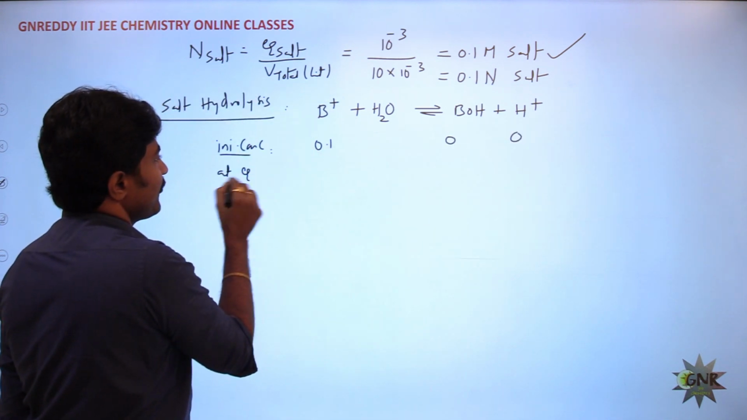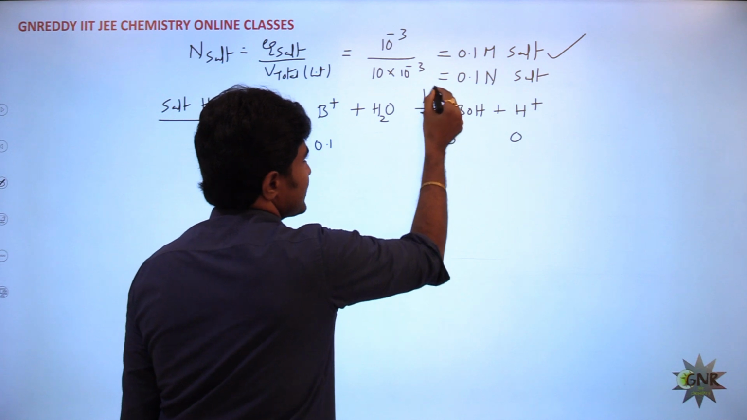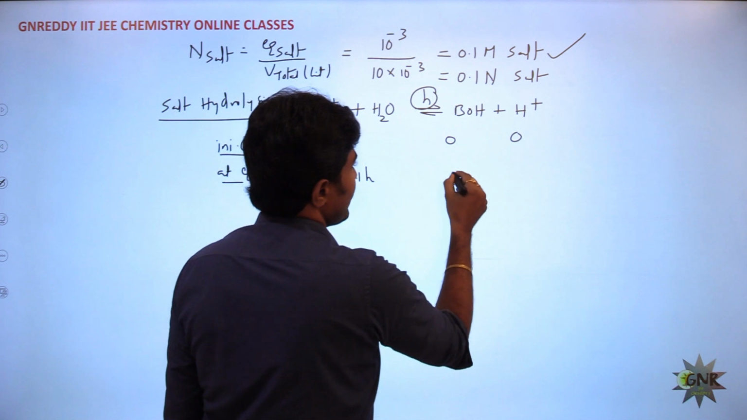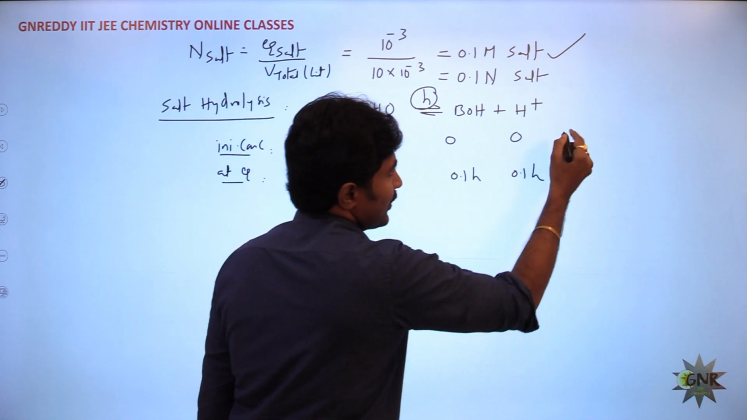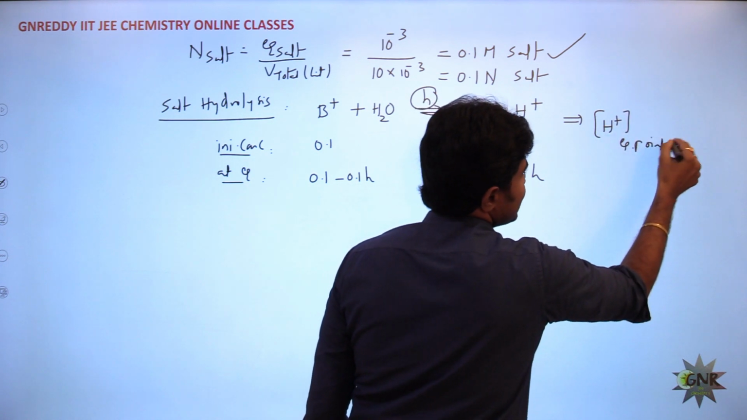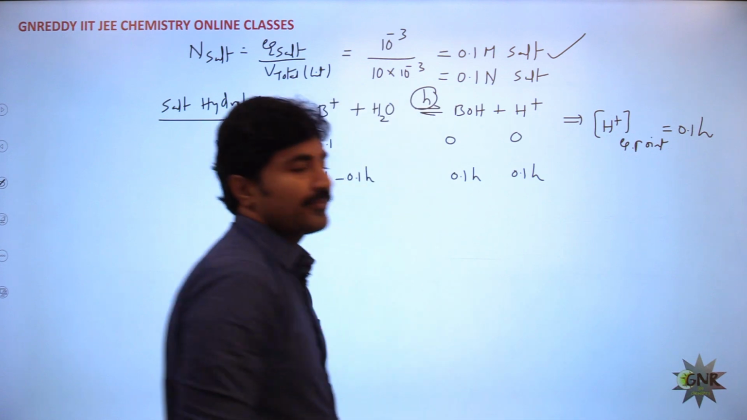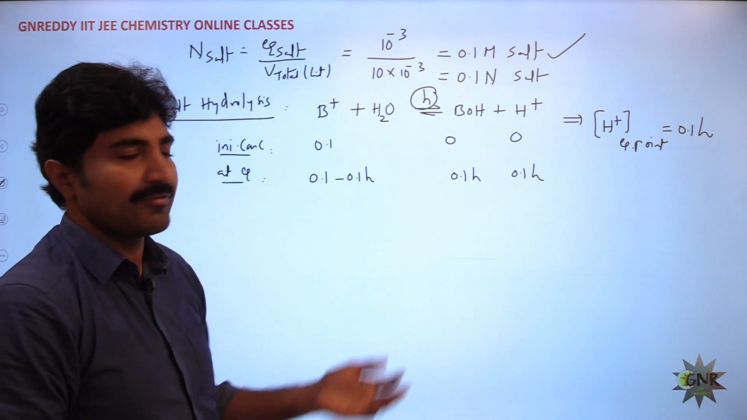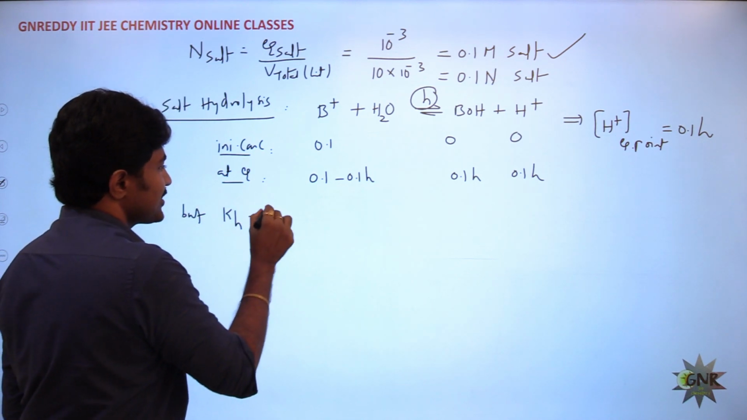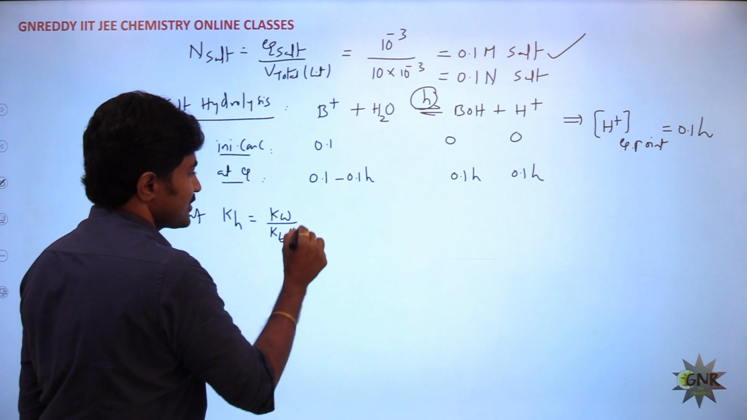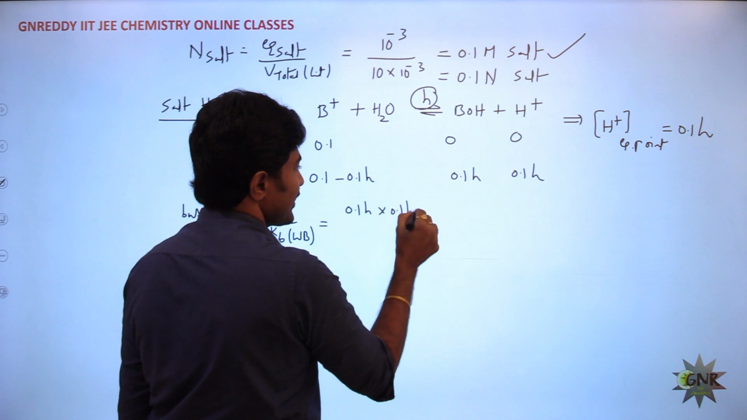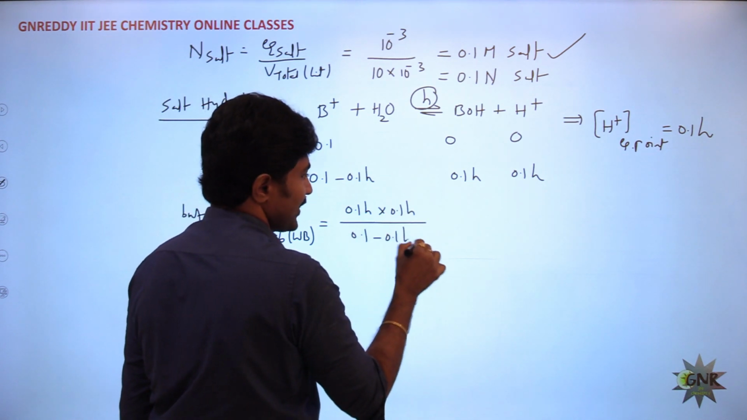At equilibrium, if h is the degree of hydrolysis, then 0.1 h is consumed, and this is 0.1 h and 0.1 h. Now what we have to find out here is the H plus concentration at the equivalence point. This value is 0.1 h. If you find the h value, definitely you will get your H plus concentration. What is the hydrolysis constant Kh? This is Kw by Kb of the weak base, equal to 0.1 h into 0.1 h by 0.1 minus 0.1 h.